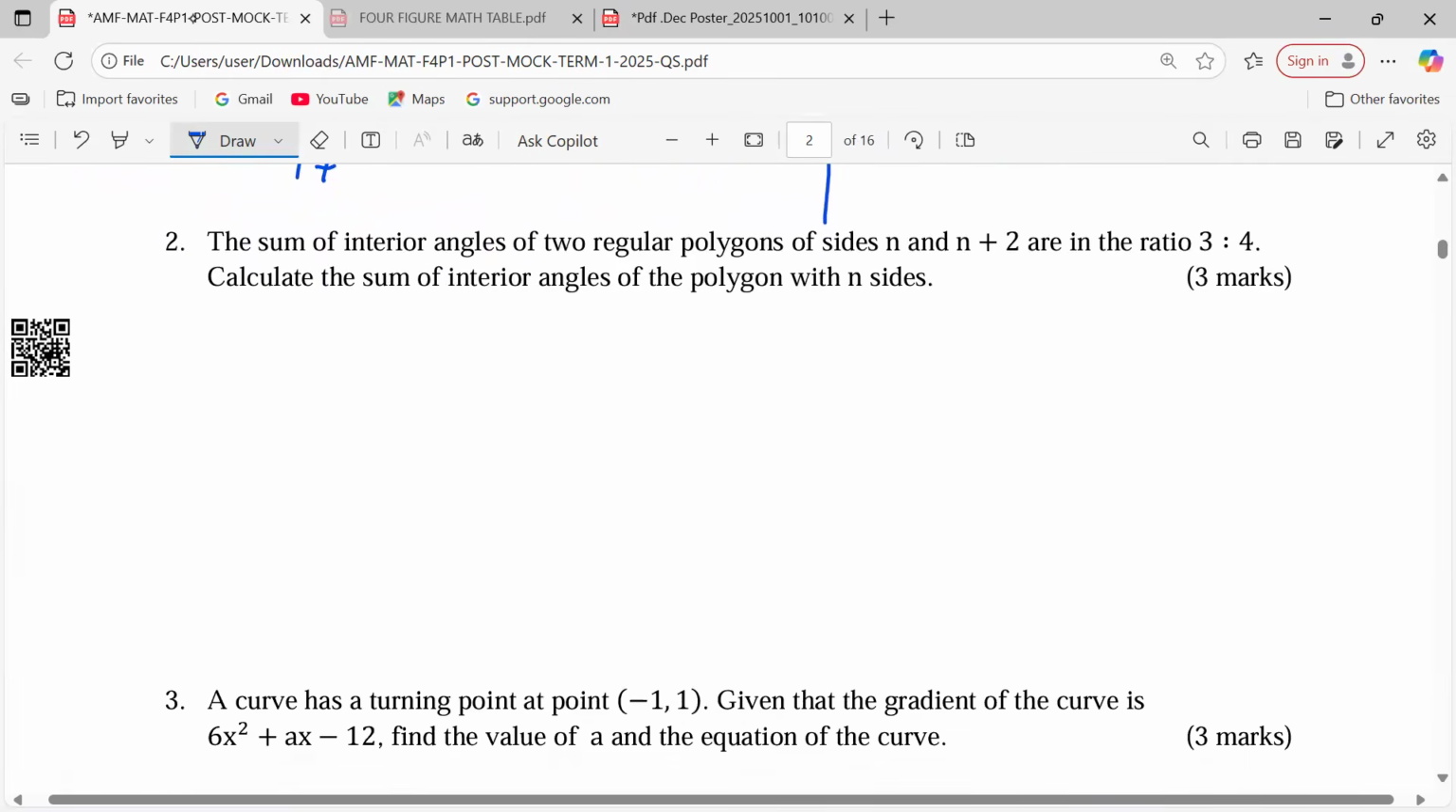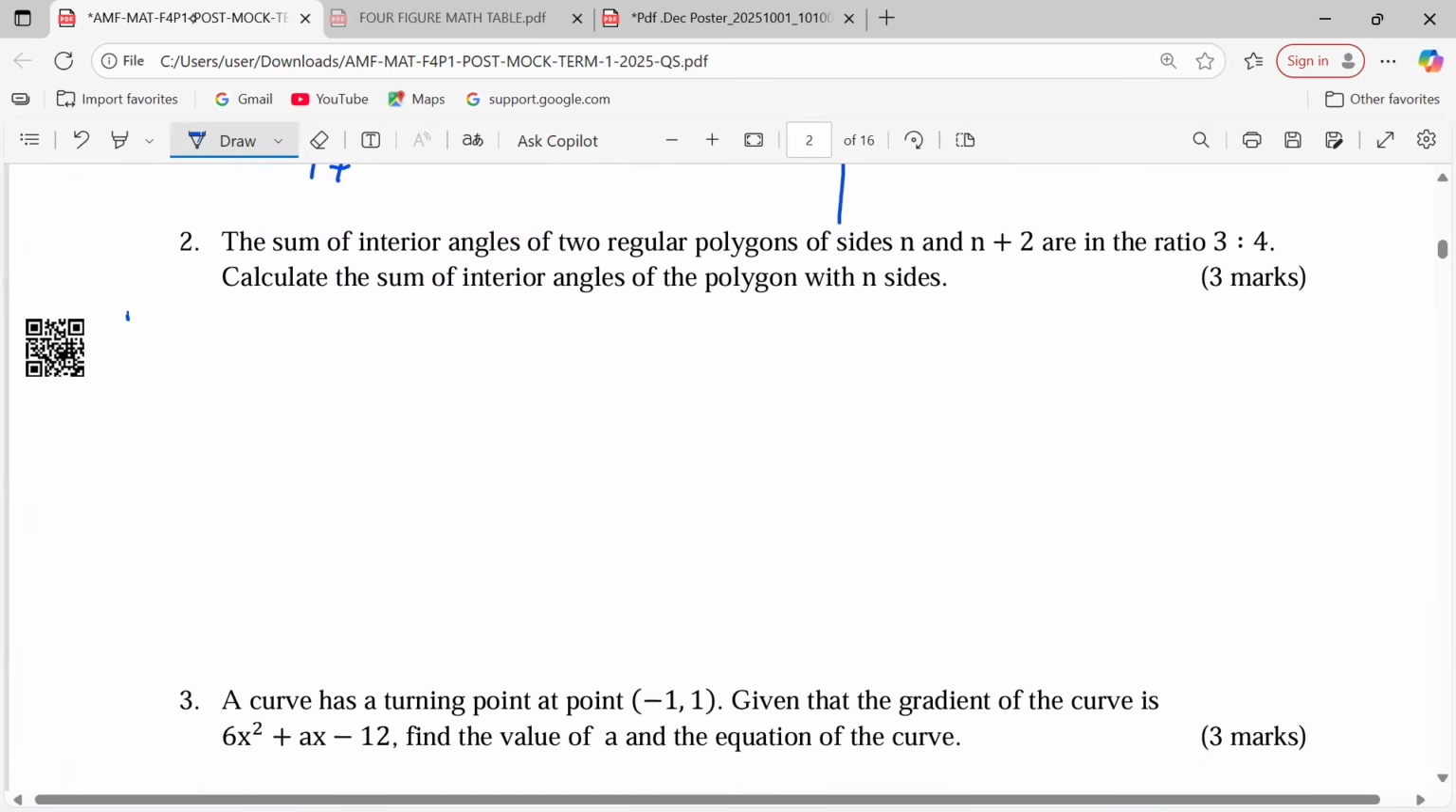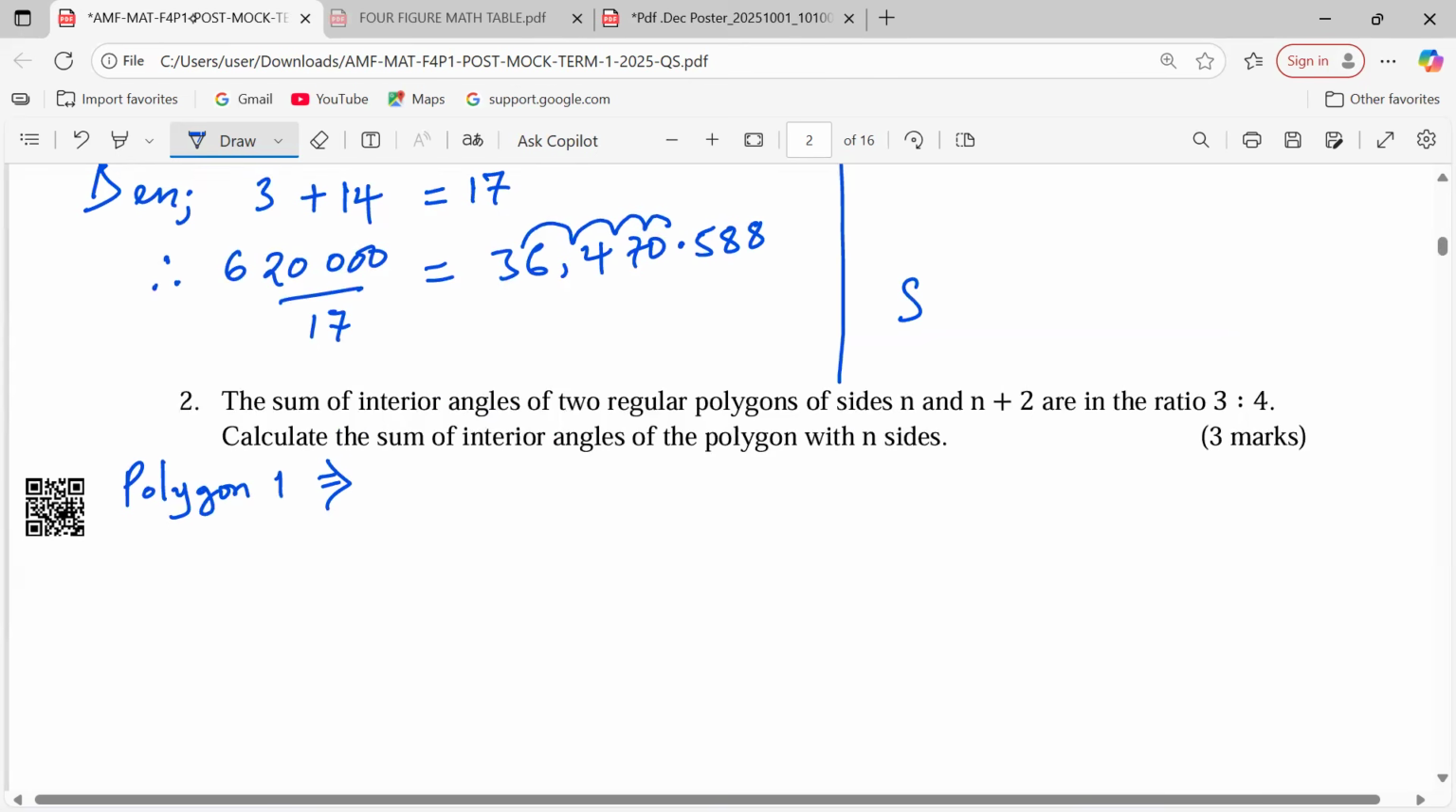Number 2, the sum of interior angles of 2 regular polygons of sides n and n plus 2 are in the ratio 3:4. Calculate the sum of the interior angles of the polygon with n sides. So we can check polygon 1. How do we get the sum? Remember, generally, sum is usually given by 180 (n minus 2), where n is the number of sides.